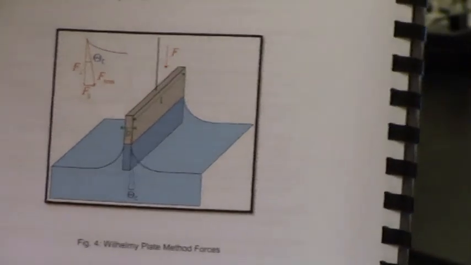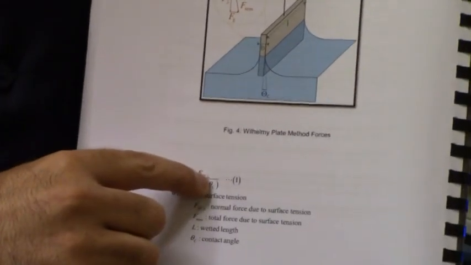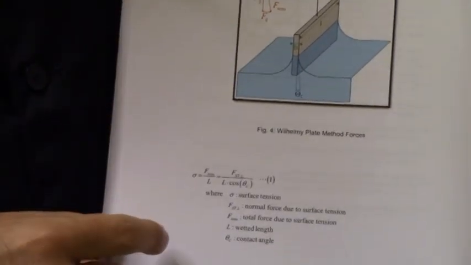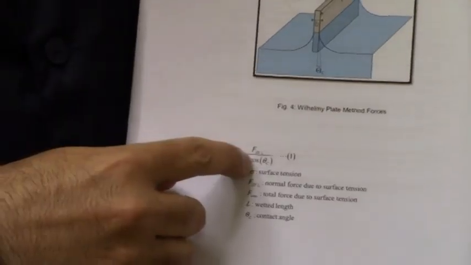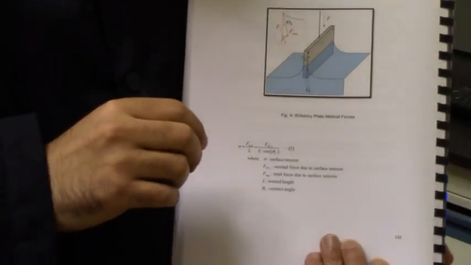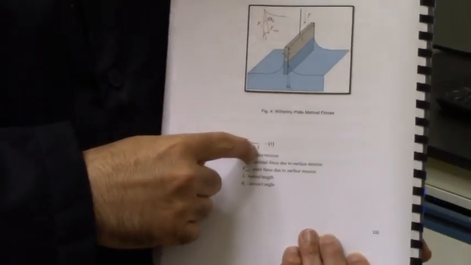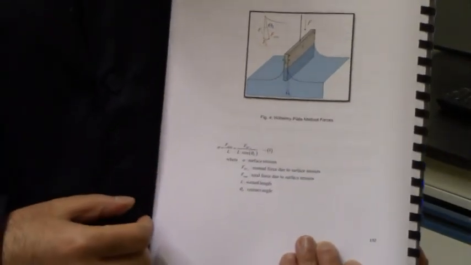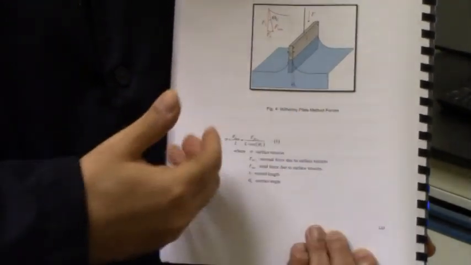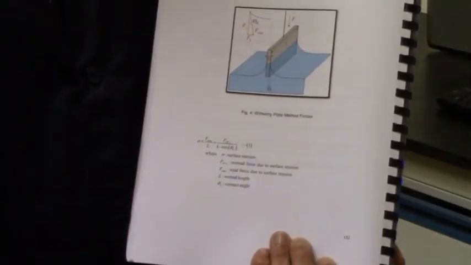Now I need to find this surface tension. F normal is always given to me by the software, as you'll see right now. L is known because the plate has standard dimensions and they are known already. So I have two unknowns in this single equation: surface tension sigma and theta c, the contact angle. To be able to solve this, one of them should go away, and actually the contact angle will go away.